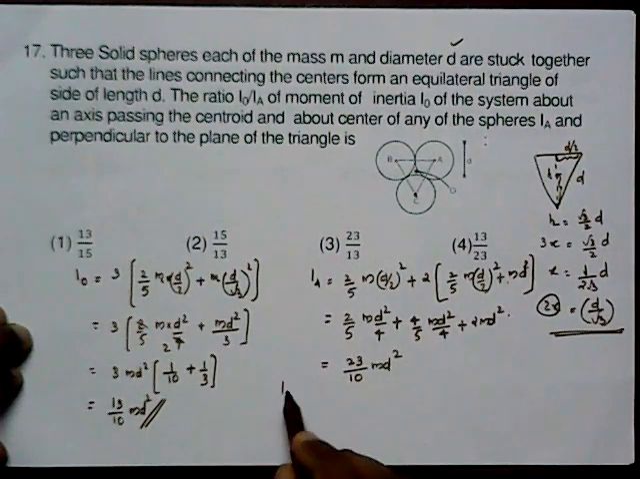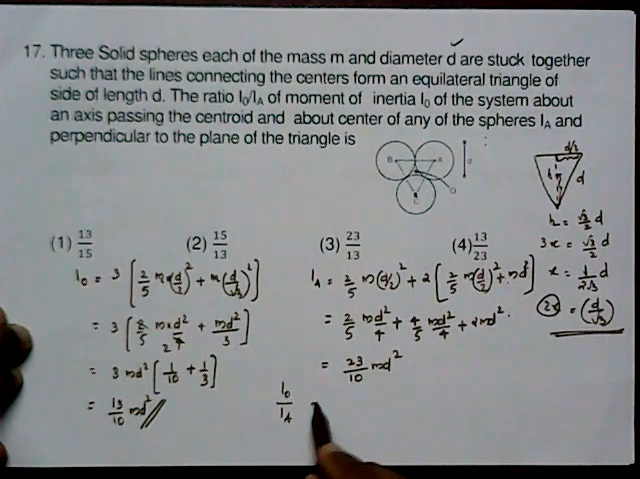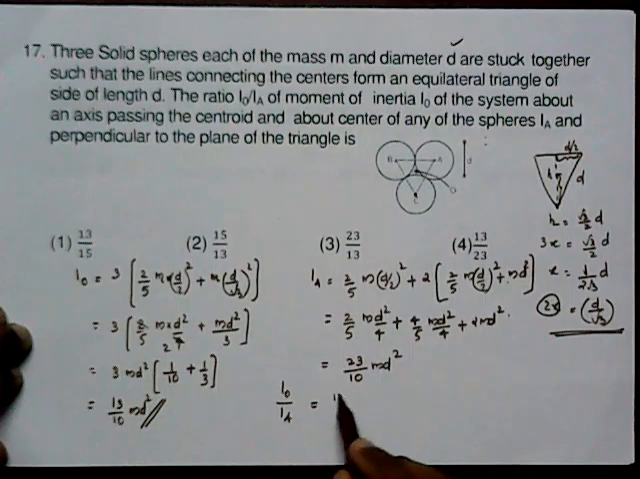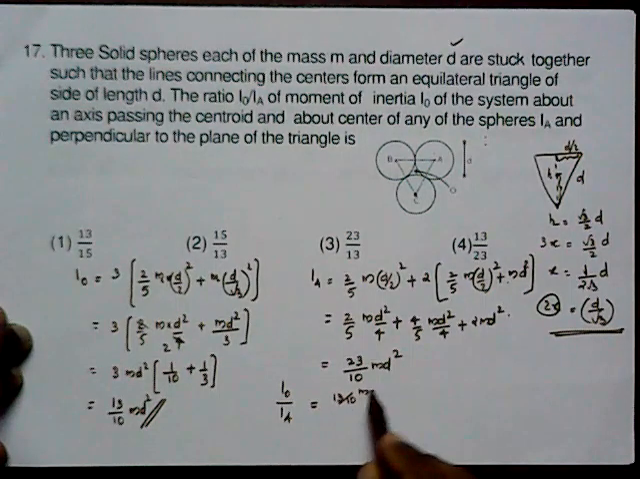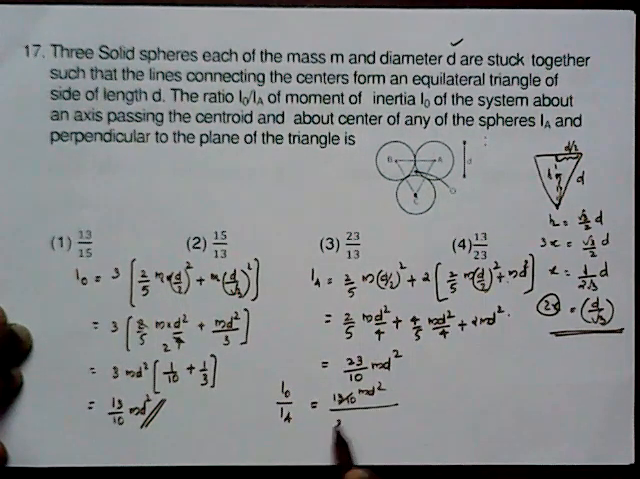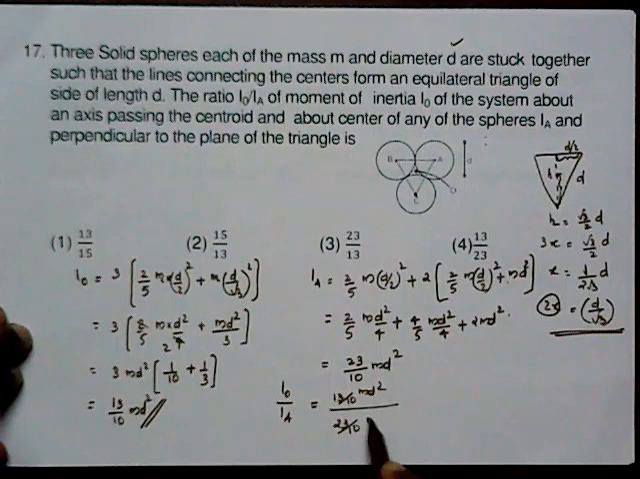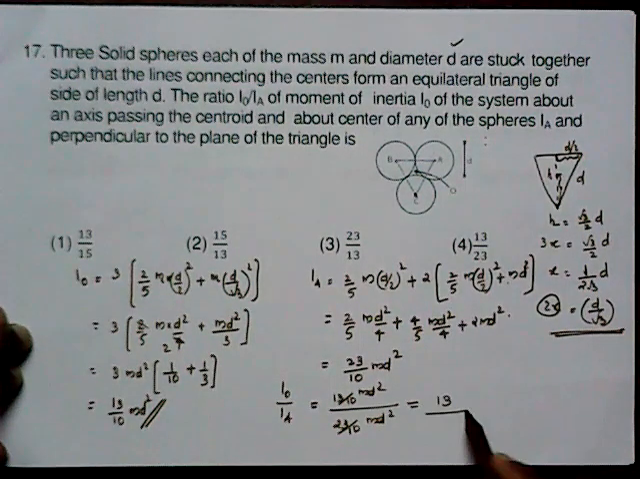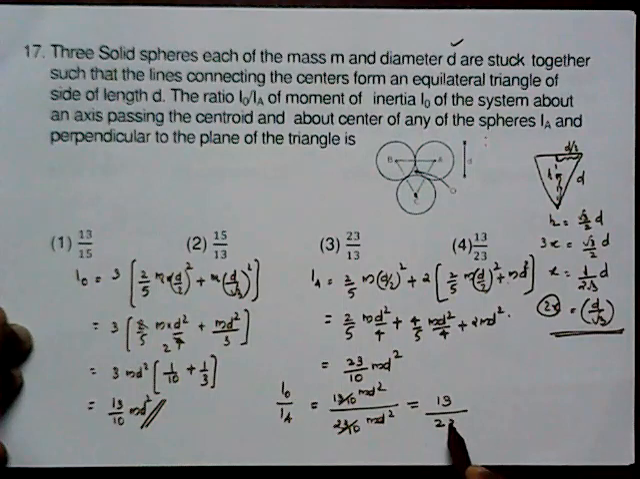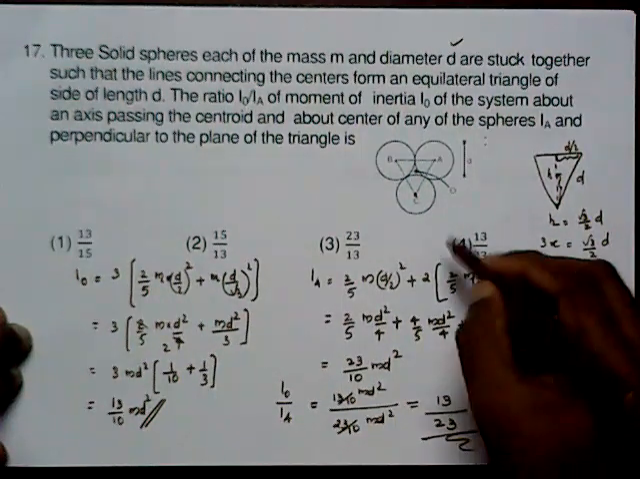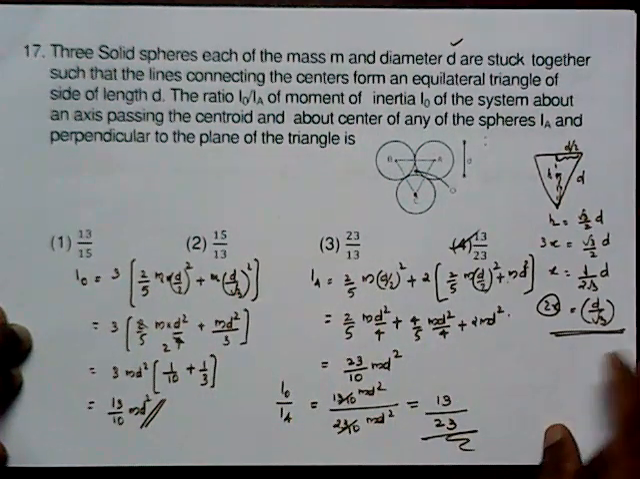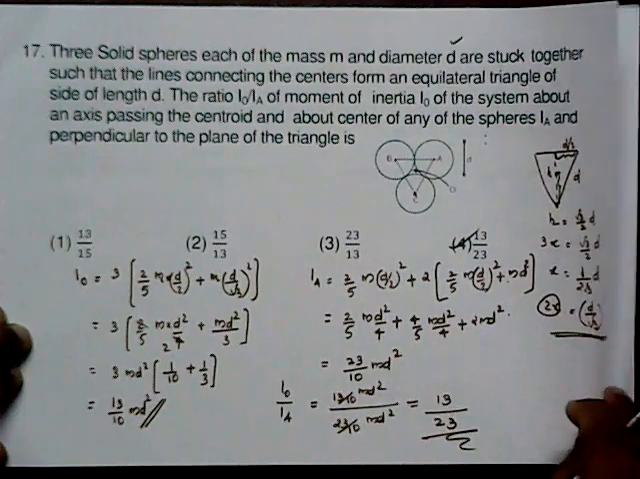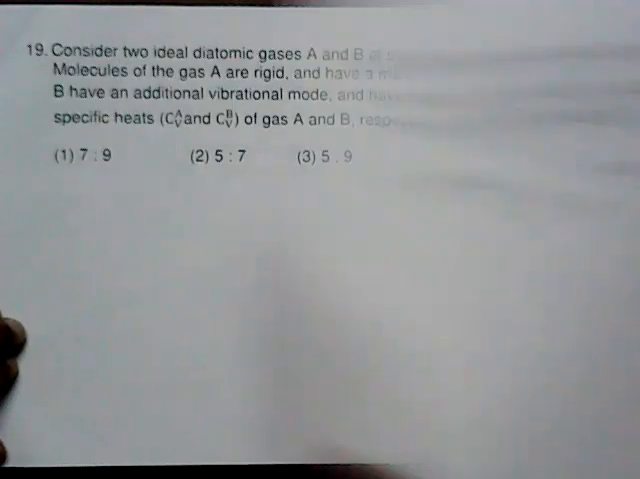But our aim is to find IO by IA, which is equal to 13 by 10 m d square by 23 by 10 m d square. So you get the answer as 13 by 23. So you get the answer as 4. Number 18.